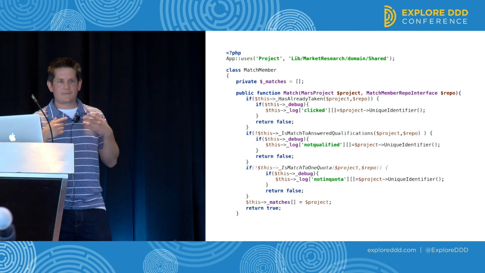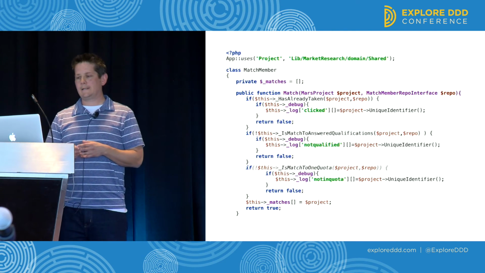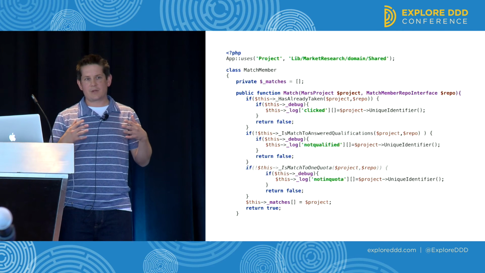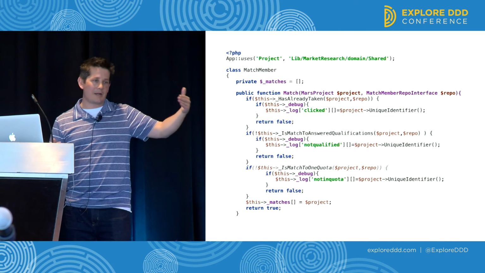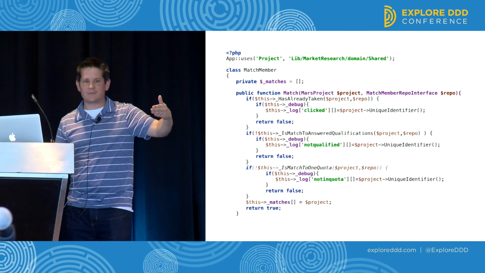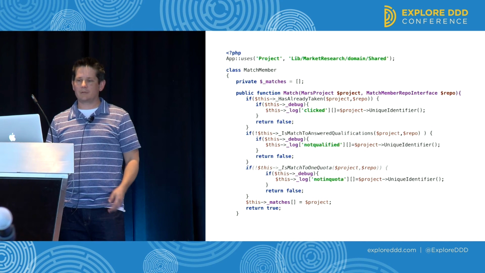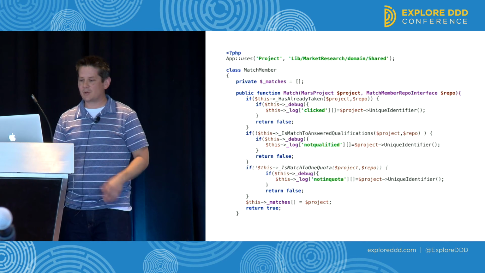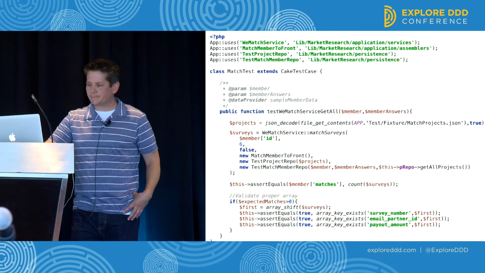But you have a few things. You don't want a member to see the same survey twice. Does that member have the right qualification for the survey? Which means a survey might have a qualification of being in Denver. So we map that to the member zip code. And then it just creates an array of matches.